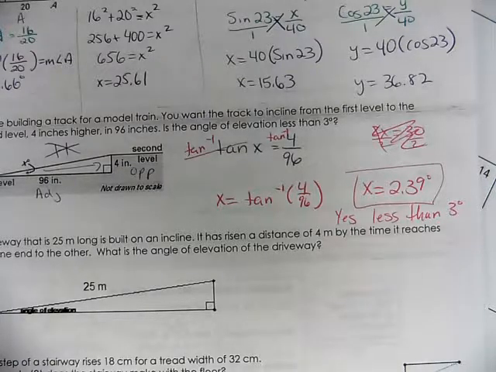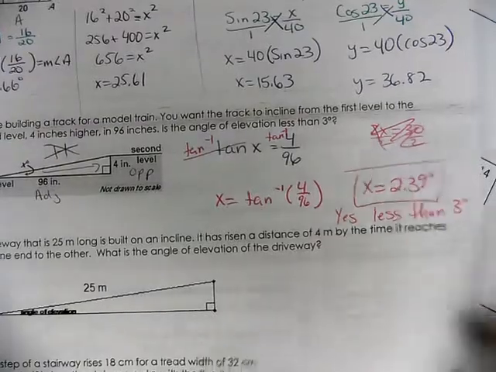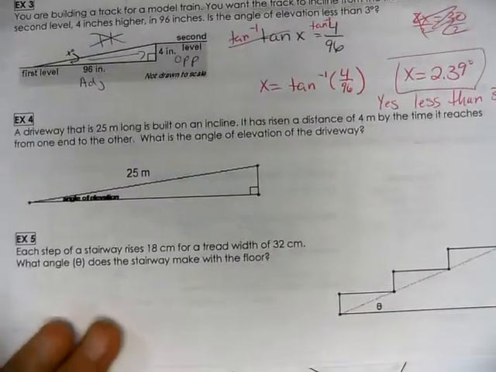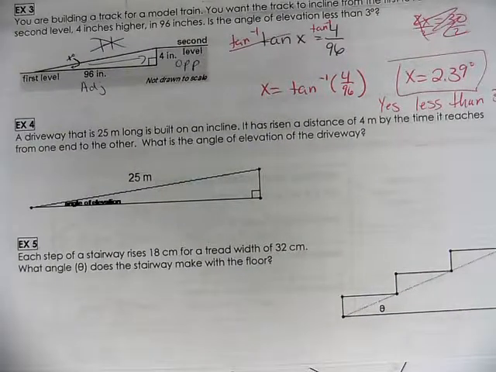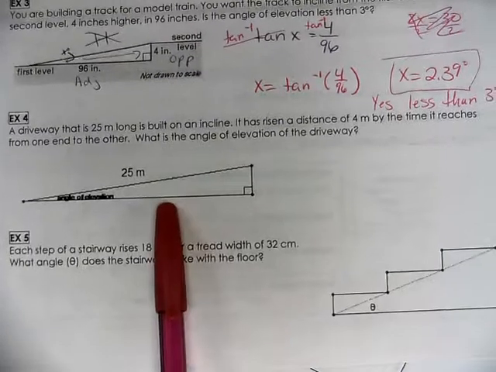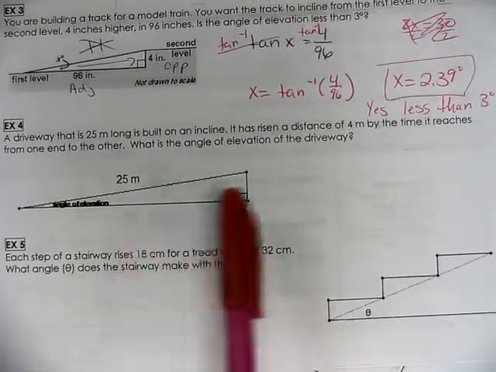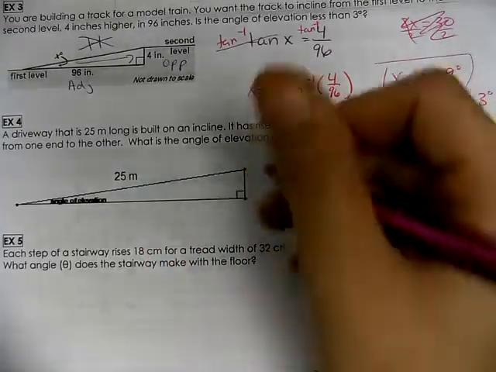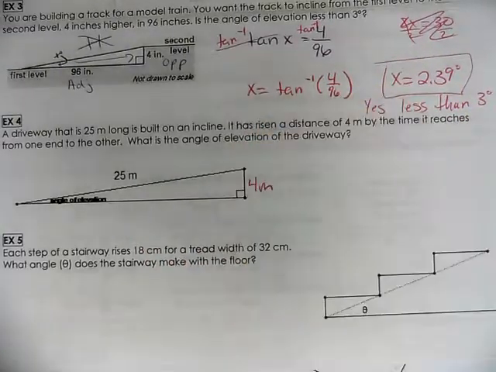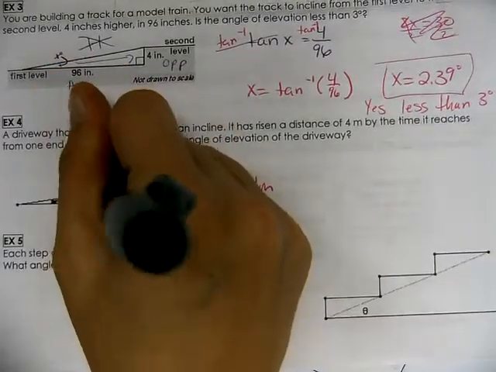Okay, questions? So example 4 is a driveway. It is 25 meters long and it's built on an incline. It has risen a distance of 4 meters by the time it reaches one end to the other. What is the angle of elevation? Where do you think I'm going to put the 4 meters if it's risen up 4 meters? Is it going to be here or here? The 4 meters probably goes here. We're trying to find the angle of elevation, this angle here.